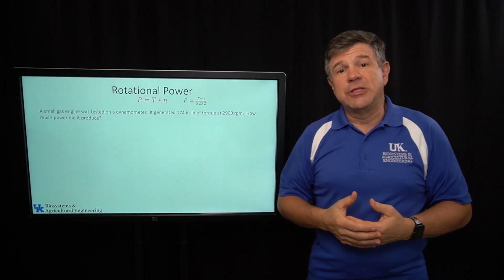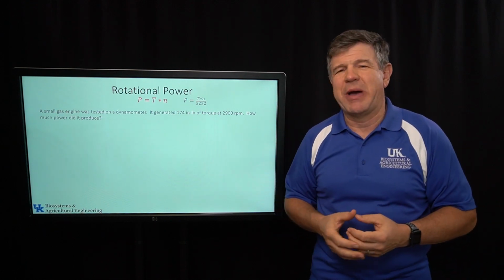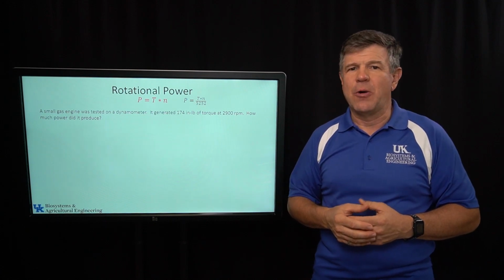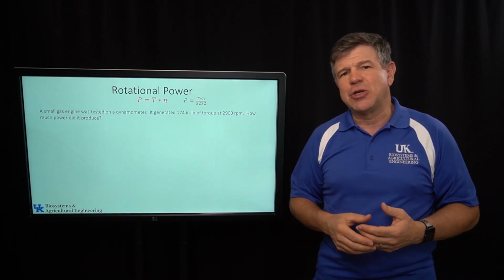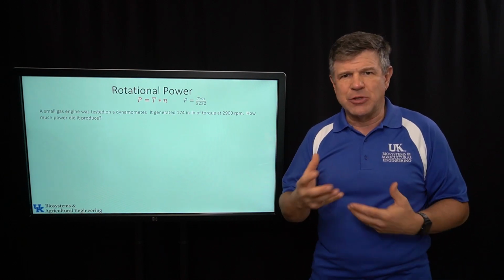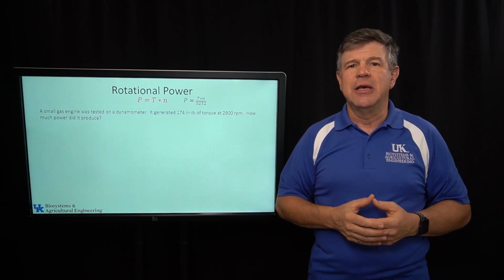So we did one example on linear power, with the dog sled team, measuring how much power a dog can generate as it's pulling a sled across the snow. Now let's look at rotational power. This is what we really need to know for our engine: how much horsepower can an engine develop, how much torque and speed, and how are they related, and so forth.